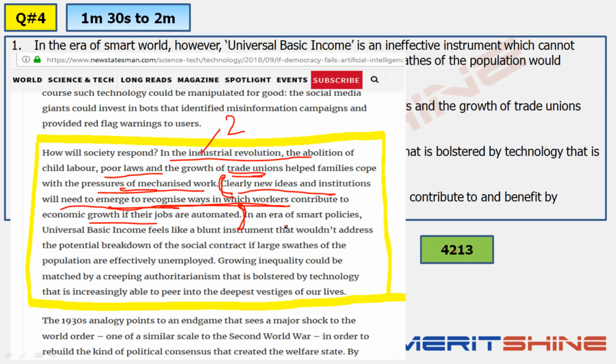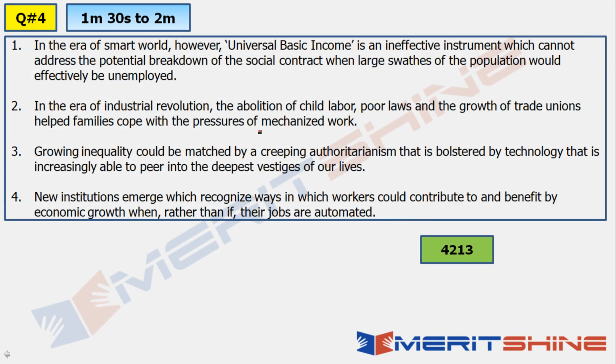right? After that, in an era of smart policies, UBI would not work and growing inequality. These are all problems. These are all problem setting, right? Now they have changed this to a present tense sentence. So therefore, my logic says that it cannot come at the first, because if it comes at the starting, it will mean that this is happening. Earlier this used to happen, and this would not do in the present time. So there is no flow. There is no flow. So according to me, the answer would be 2, 1, 3, 4, and I gave you the reason behind it.